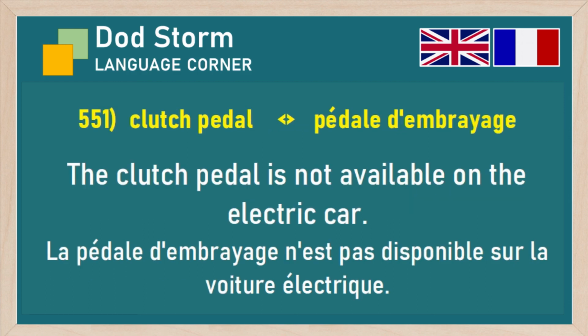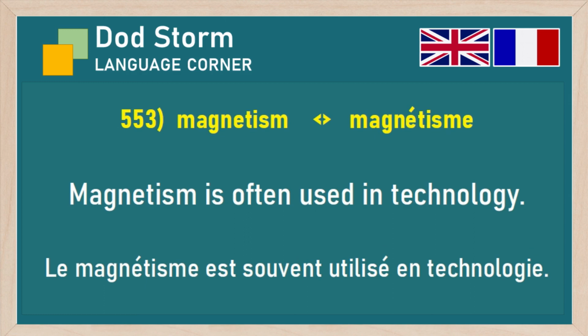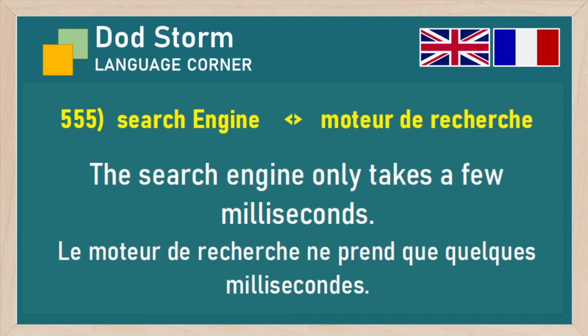The clutch pedal is not available on the electric car. Which aluminium alloy do you use for airplanes? Magnetism is often used in technology. The screw thread does not fit to this nut. The search engine only takes a few milliseconds.